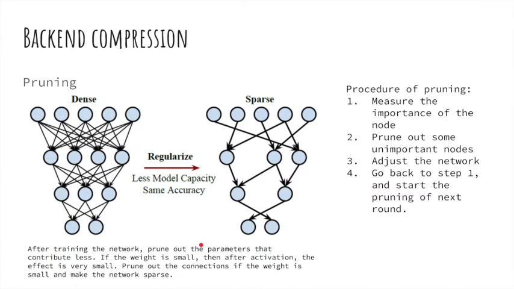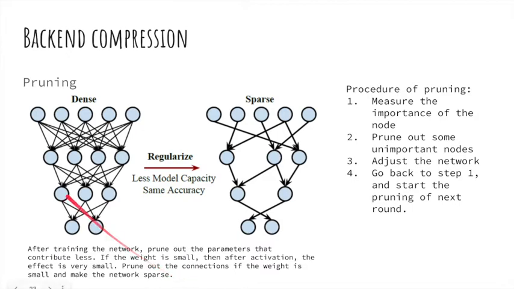Besides low rank, which is simple and straightforward, there is also a frequently used back-end compression method, which is pruning. We assume a network was fully connected, but many connections and neurons are actually redundant. After training the network, prune out the parameters that contribute less. If the weight is small, then after activation, the effect is very small. Prune out the connections if the weight is small and make the network sparse.